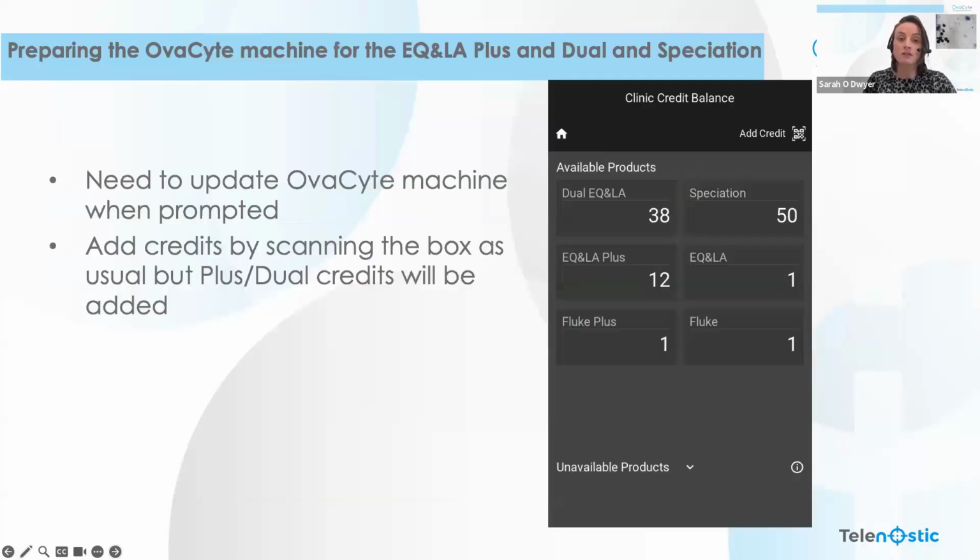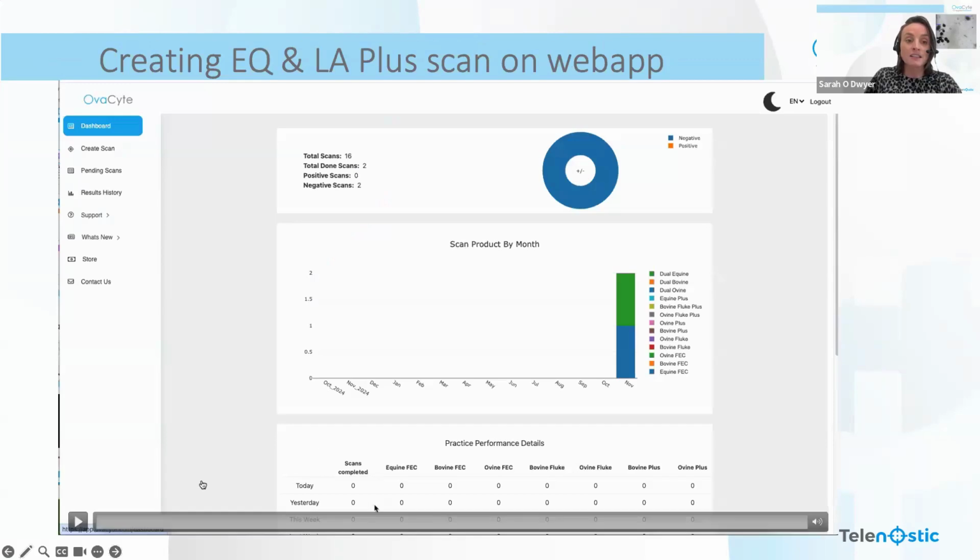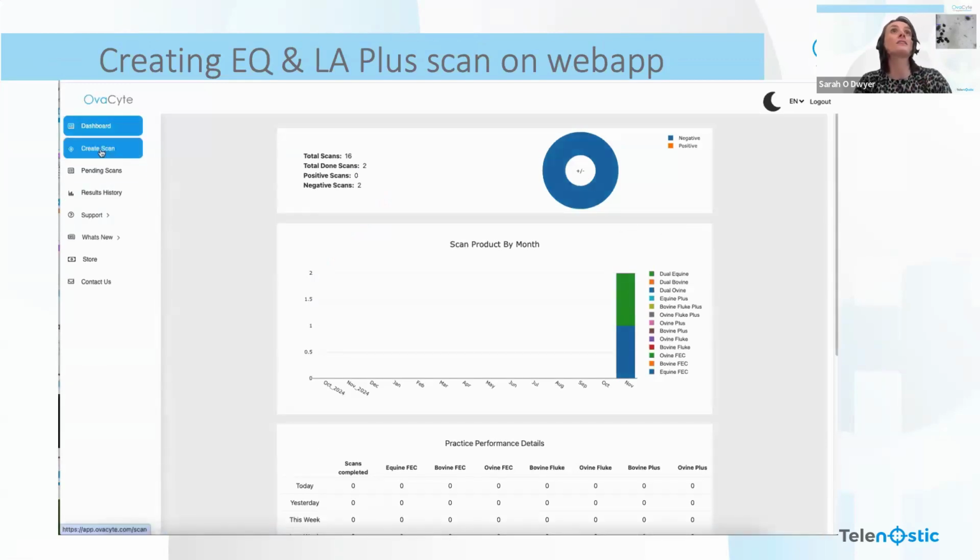So then the other thing, just for users as we transition over to the EQ and LA Plus and the Fluke Plus, what you'll notice with your credits is that you may have 4 or 5 or 6 credits, depending. So you'll have your dual EQ and LA Plus, your EQ and LA Plus, and then as we transition out, the EQ and LA and Fluke will disappear. But at the moment, with the transition from the 2 mil to 7 mil, you will have the option to choose both. Again, as users will be familiar, you're scanning that QR code on the box of cassettes when you buy them.